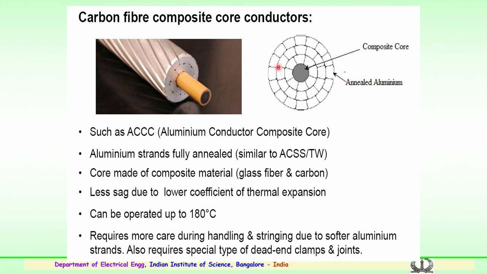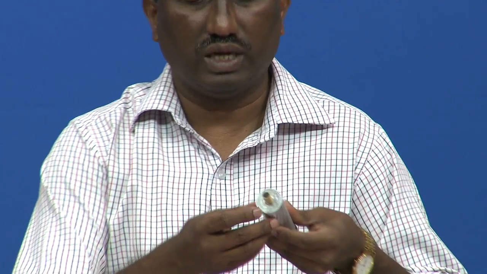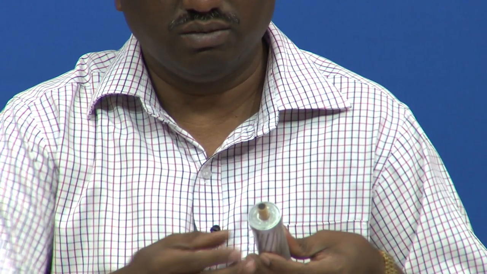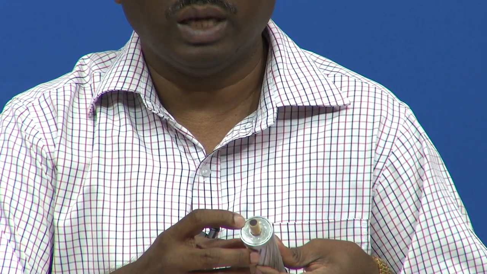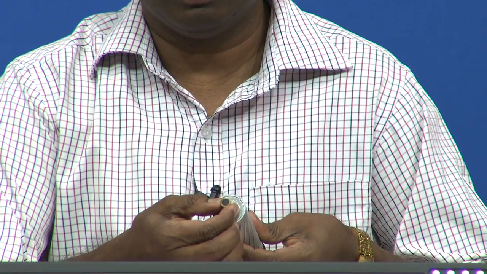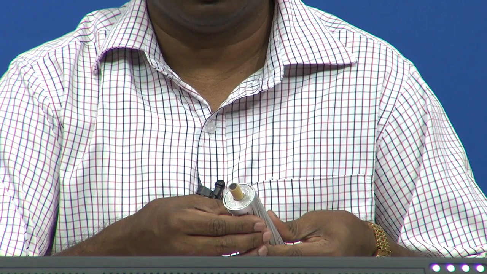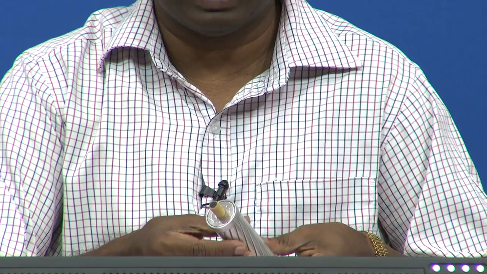All are annealed aluminum conductors. You can see the construction, the center being the carbonized core. A sample of the conductor is also shown here, where you can see the construction. There is no gap, particularly with the conductors which are connected at the tips, and this is the carbon core, composite core, which replaces the steel core of the earlier conductors which we have discussed.